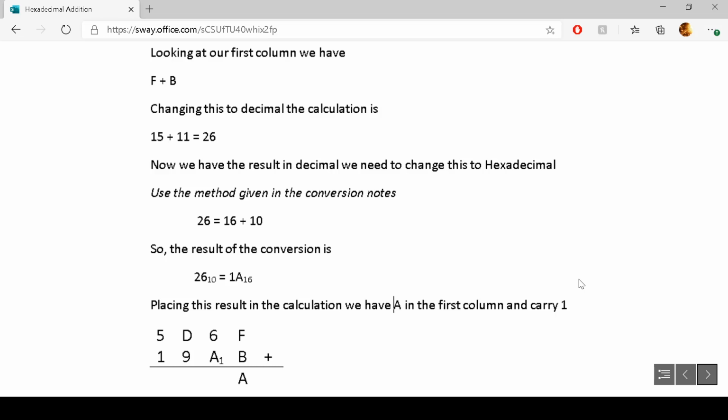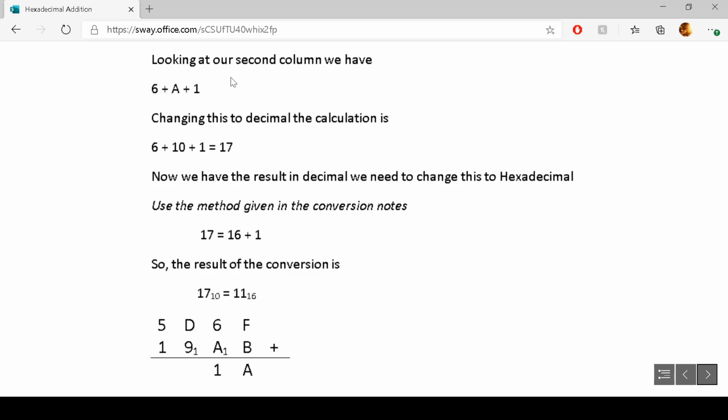26 is too big for our unit column, so we have to take 16 out away from the 26. So 26 equals 16 plus 10. So the result of the conversion would be 1, 16, so that's where the 1 comes from, and we have got 10. 10 in hexadecimal is A, so 26 decimal is equal to 1A in hexadecimal. So we put A in the result column and carry the 1.